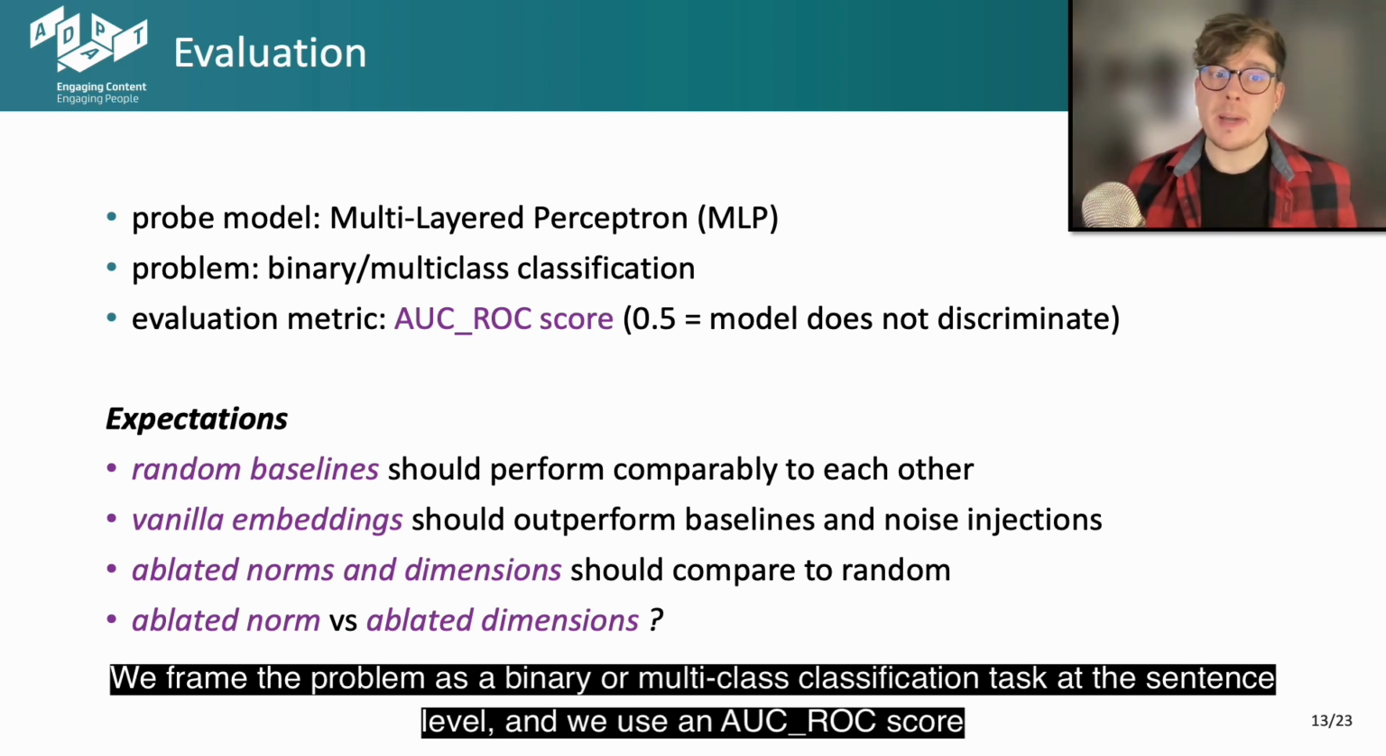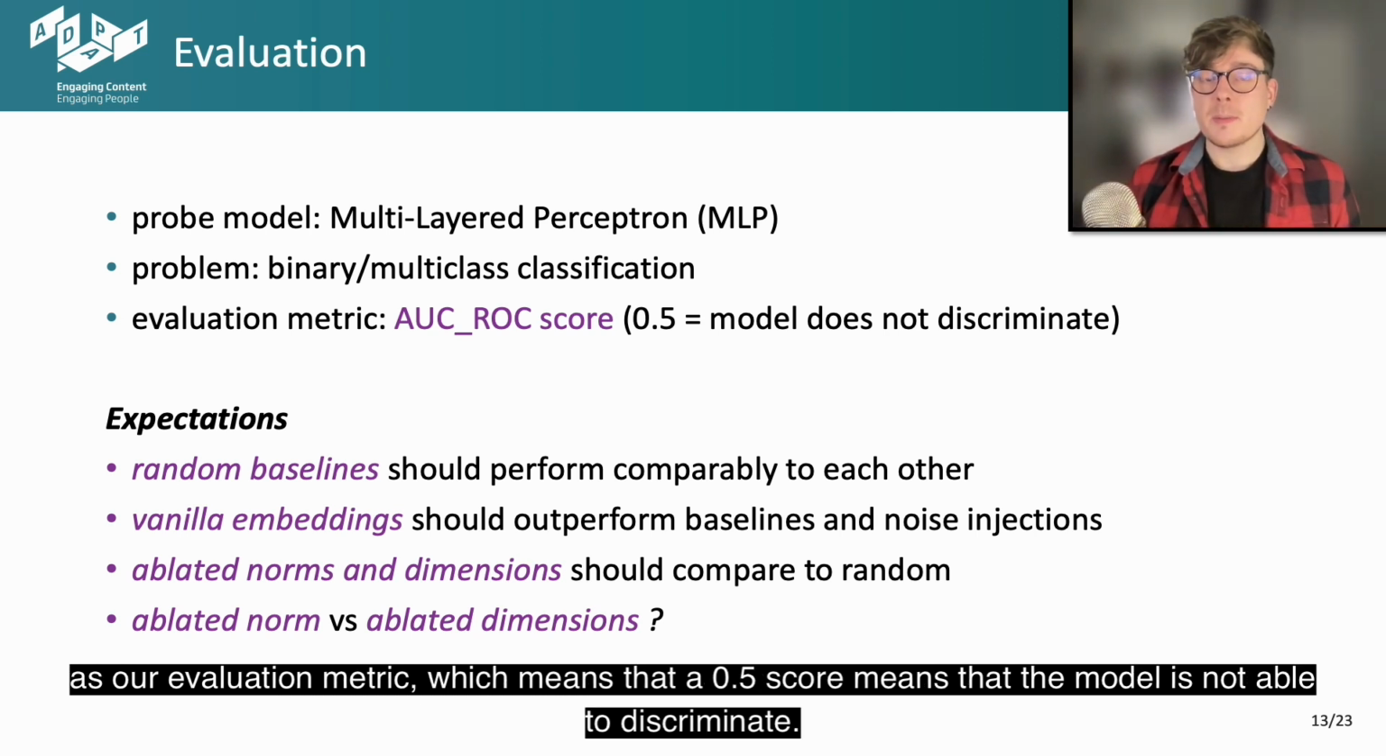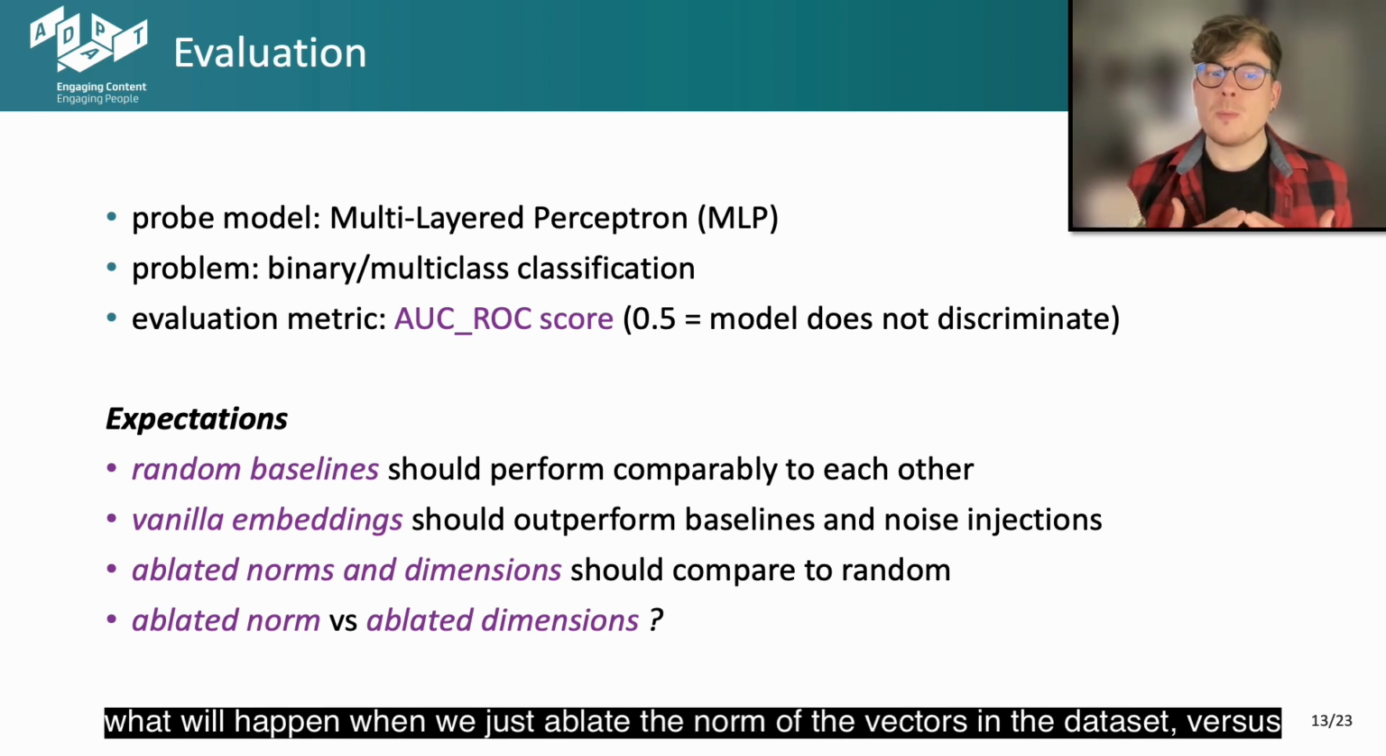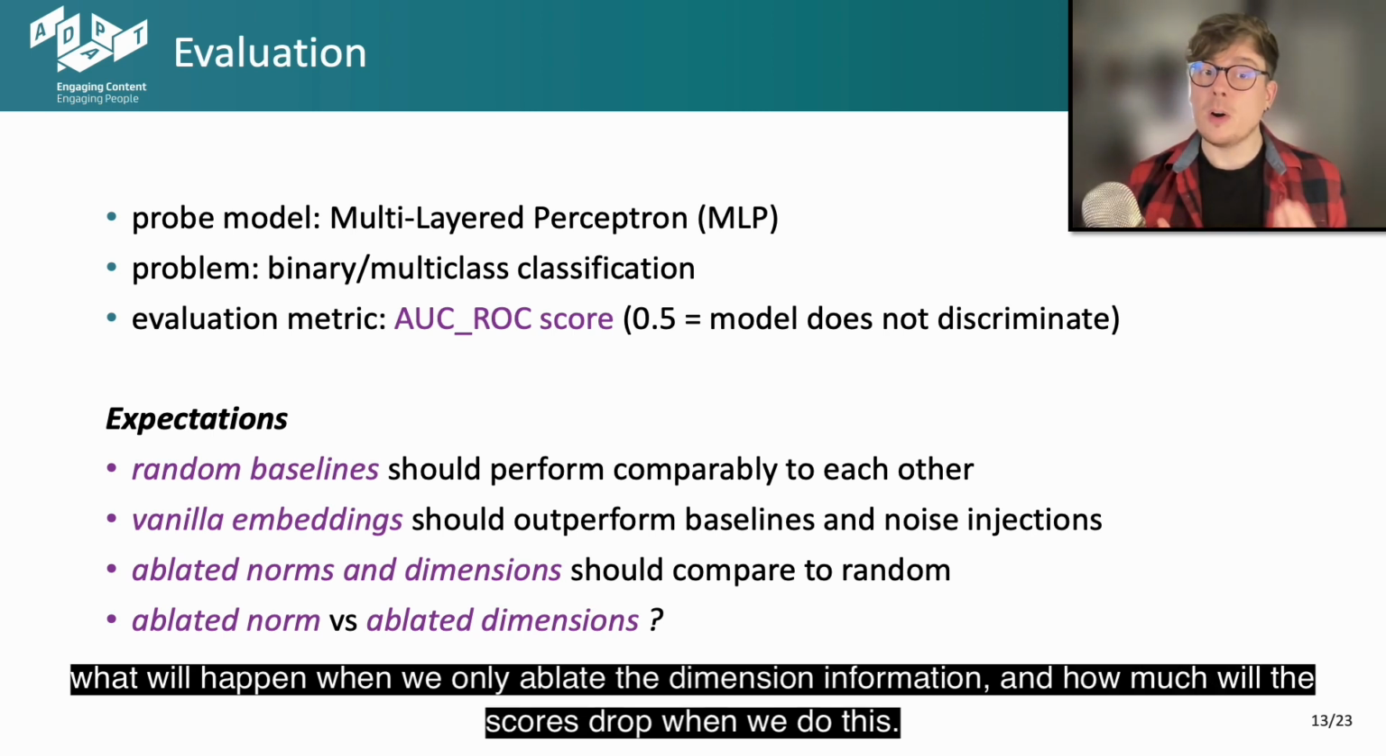We frame the problem as a binary or multi-class classification task at the sentence level, and we use an AUC-ROC score as our evaluation metric, which means that a 0.5 score means that the model is not able to discriminate. And while we have some expectations of how the probe will perform in the different settings that we introduce, the big question is really about what will happen when we just ablate the norm of the vectors in the dataset versus what will happen when we only ablate the dimensions information, and how much will the scores drop when we do this.